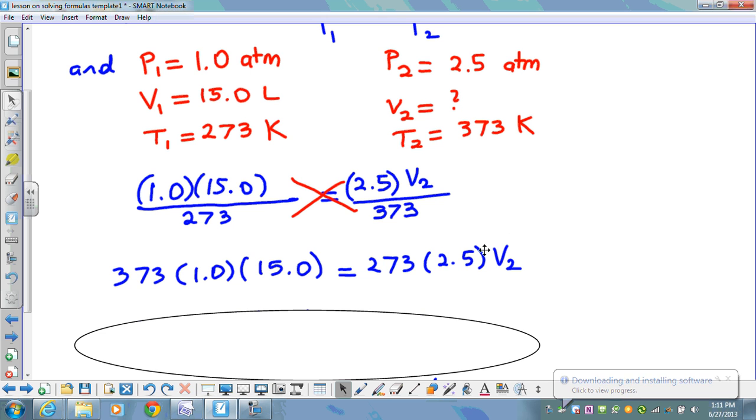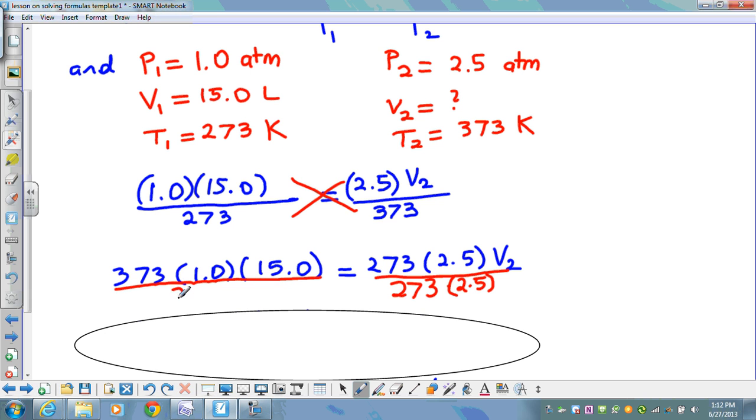And finally, to solve this equation for V sub 2, what would you do? Indeed, divide both sides by this product. Divide both sides by 273 times 2.5. Since those are being multiplied by V sub 2, to get rid of those, we're going to divide everything by that product. So on the right-hand side, they're going to cancel. We have what we needed, which is V sub 2. And on the left-hand side, we have the answer to this question.